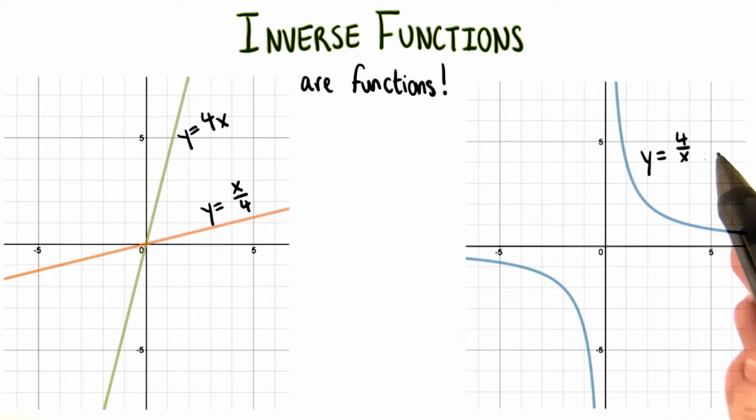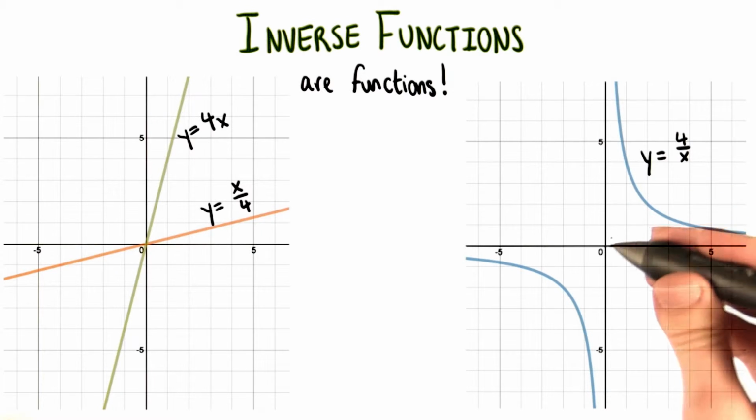We saw that y equals 4 over x is its own inverse. It passes the vertical line test too. Another fun fact about this is you can tell it's its own inverse because the function itself is symmetric across the line y equals x.